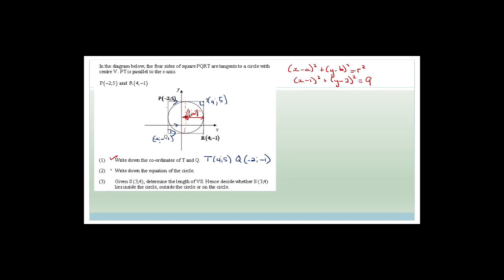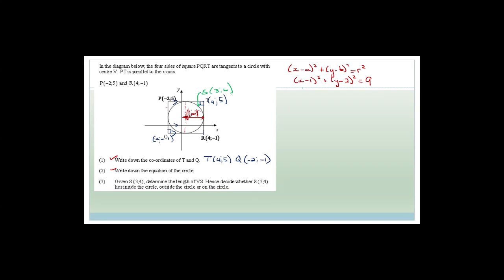Now it says, given S equals 3, 4, determine the length of VS. What is S? Oh, VS. Okay, given that S is 3, 4. Okay, so S is at X equals 3, Y equals 4. Somewhere here. Okay, so there's a point S, which is a point 3, 4. Okay, determine whether S 3, 4 lies inside the circle, outside the circle, or on the circle.